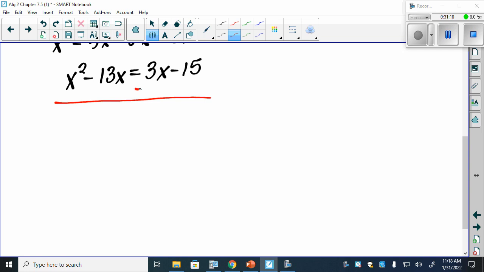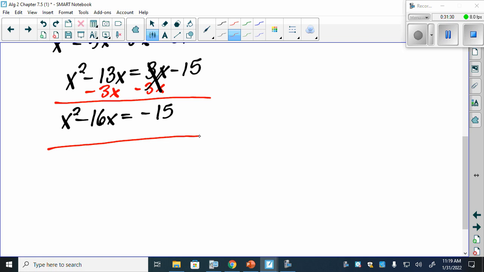Subtract 3x from both sides. So here we would have x squared minus 16x is equal to, well, 3x minus 3x is 0, negative 15. Then what can we do? Add 15 to both sides. And what that would give us is x squared minus 16x plus 15 is equal to 0.